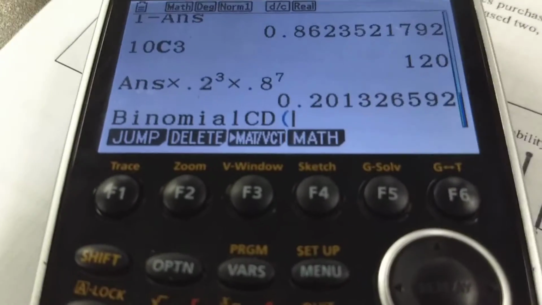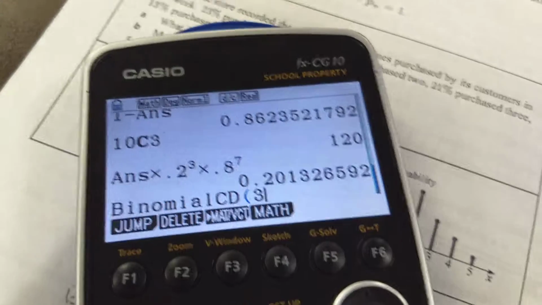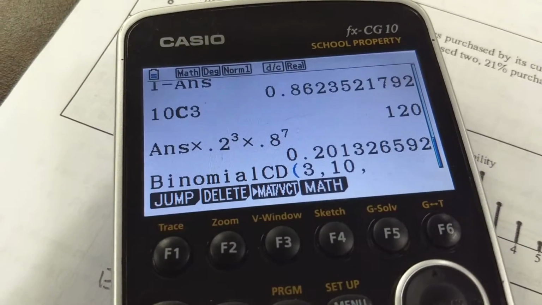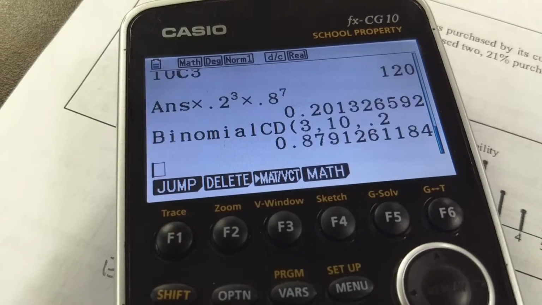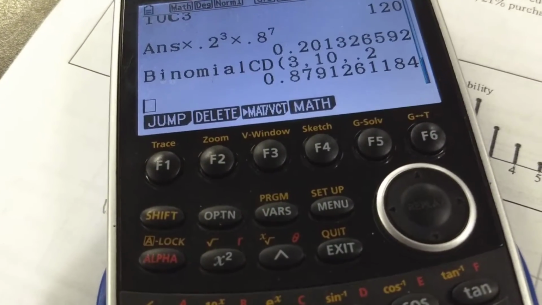We'll just use the basic 1 minus whatever the probability is that we get up to 3 correct. Ignore the notation, I know it's incorrect, but just pretend that this means the probability that we get up to 3 correct. And then we put down 3 over here, comma, 10 trials total, comma, 0.2 chance of getting it correct. And so we essentially get 0.879.